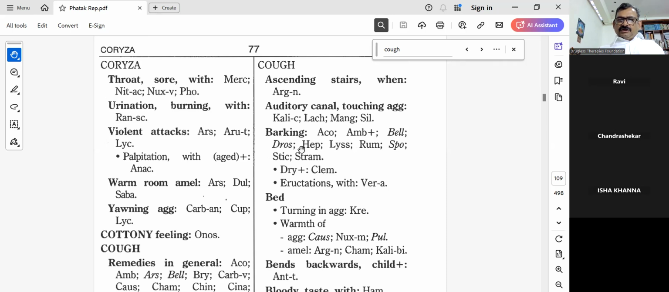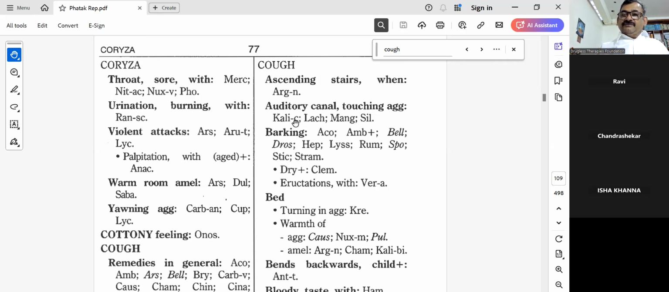Drosera is one of the most frequently indicated remedies in case of barking cough, especially in children. Children go to school, and barking cough is contagious. It spreads from one child to another child. So in that case, you should definitely remember that Drosera is a remedy.